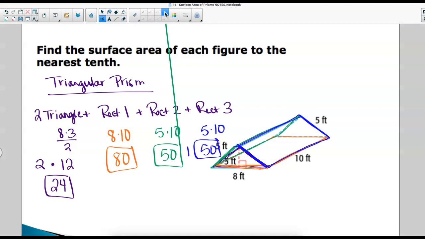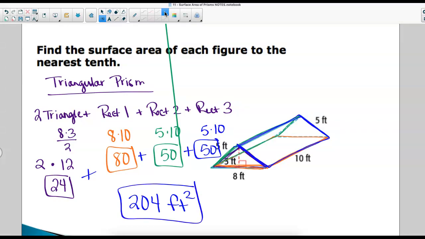To find the total surface area, we need to add all of those together. So we have 24 plus 80 plus 50 plus 50. 204 feet squared.